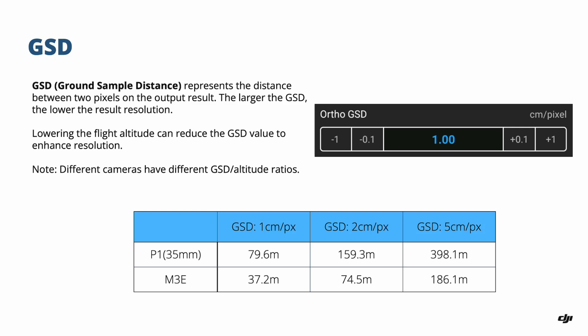GSD, ground sample distance, represents the distance between 2 pixels on the output result. The larger the GSD, the lower the result resolution. It is easy to understand that the closer the camera is to the target, the more detailed the photo will be. Different cameras have different GSD altitude ratios. Generally speaking, P1 is more efficient and can achieve the same GSD at a higher altitude, and the M3E is more compact and easier to deploy.